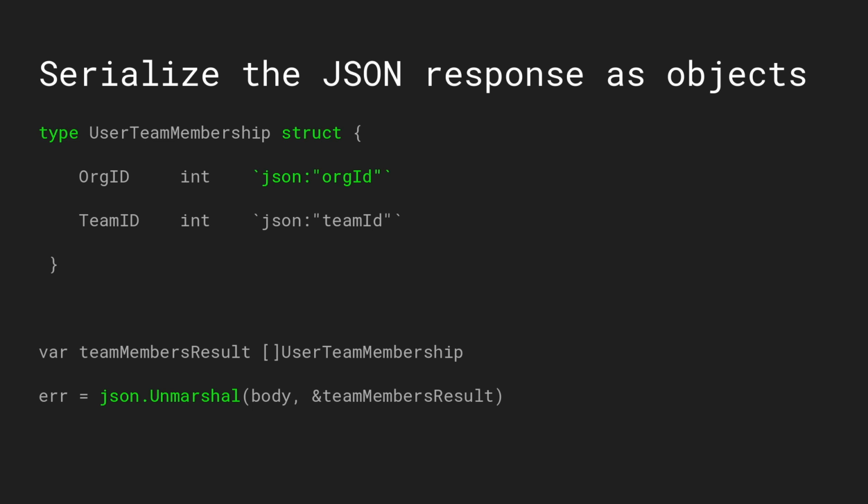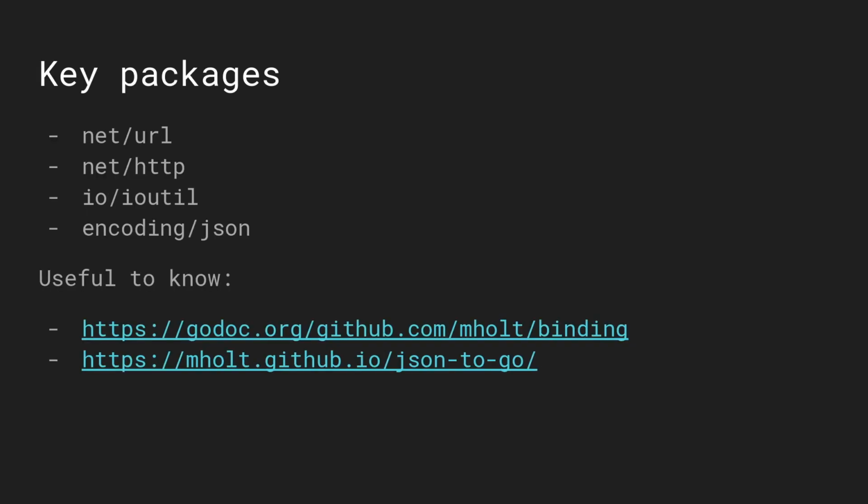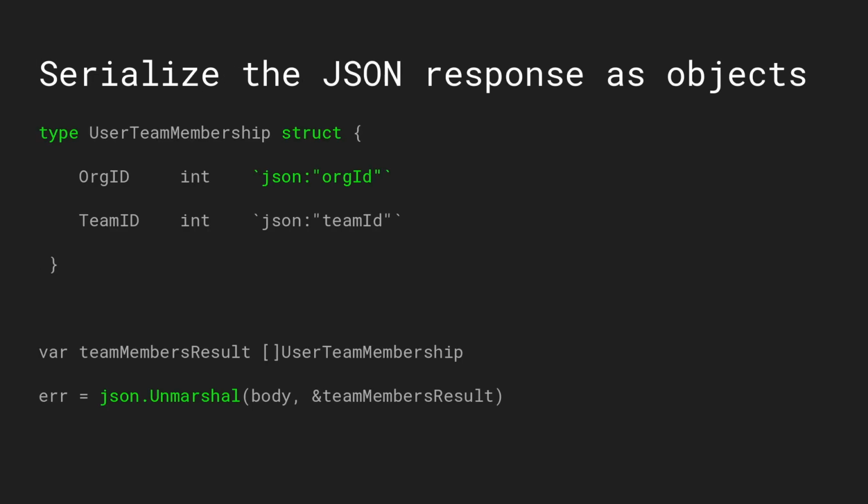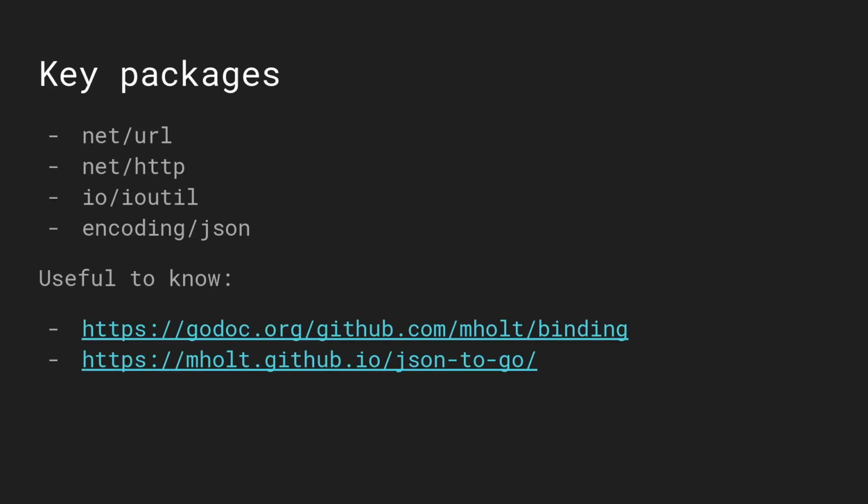So we call the Unmarshal method. The first argument to it is the body itself, which is what we read using ioutil.ReadAll. And then we have the object which we want to unmarshal into. It returns only one value, which is the error. So if it unmarshals successfully, you don't get an error. Otherwise, it does. After this step, you will be able to access the team members result variable to access the data that you just read into.